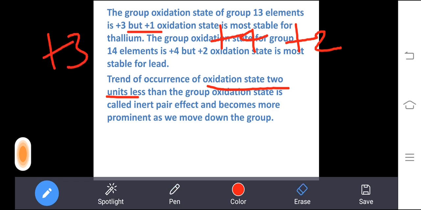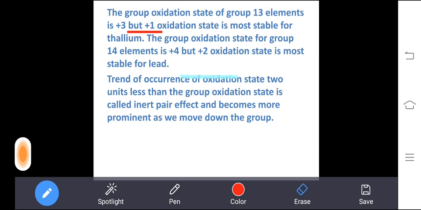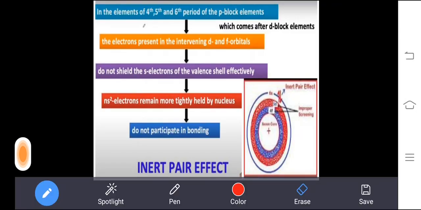The trend of showing an oxidation state 2 units less than the group oxidation state is said to be the inert pair effect, and this becomes more prominent as we move down the group. So we want to know what the inert pair effect is. Now we will discuss the inert pair effect.